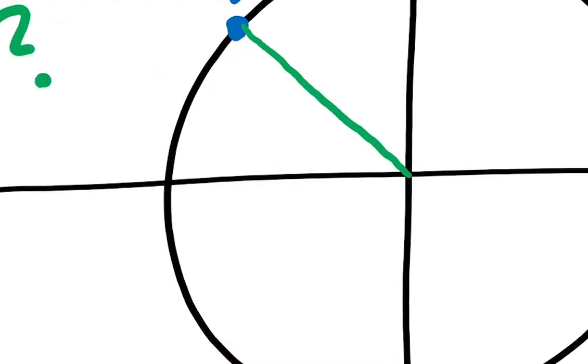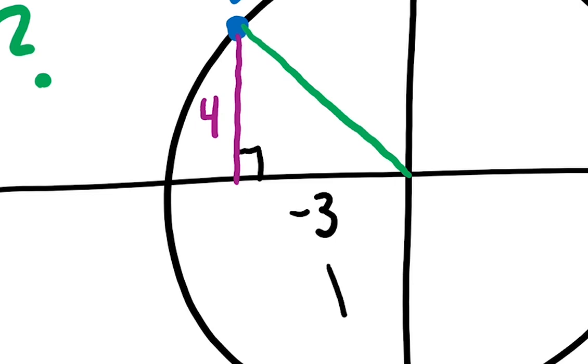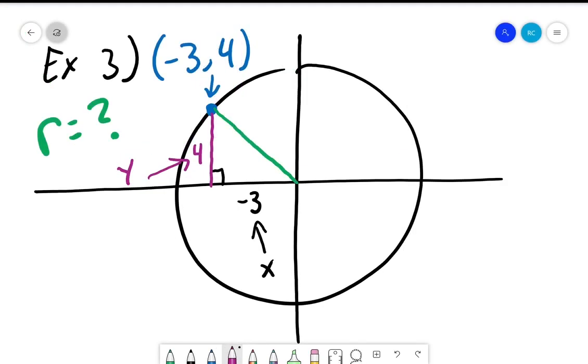right? And once again, as we've been doing this whole video, we can make that into a right triangle. And we know that the x value here is -3, and the y value is +4. Because again, the x value is left and right, and the y value is up and down. So if we know where that point is, we know the two legs of this right triangle.